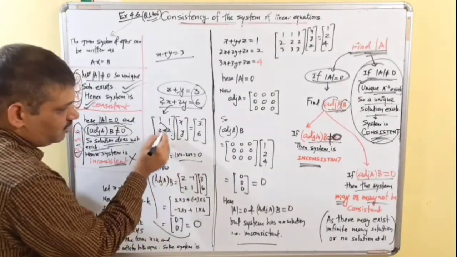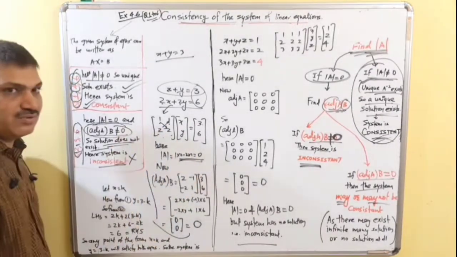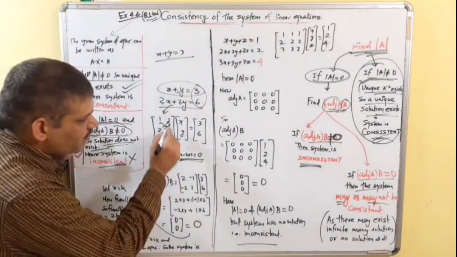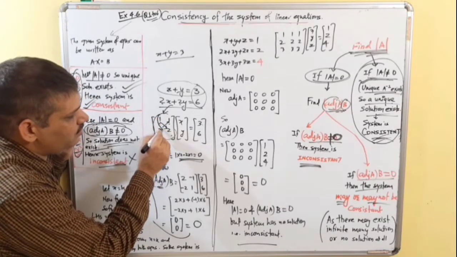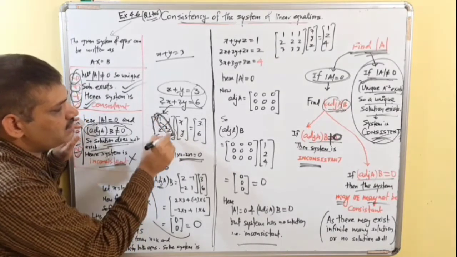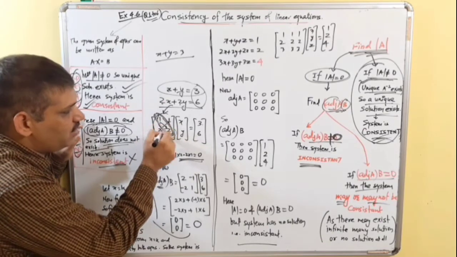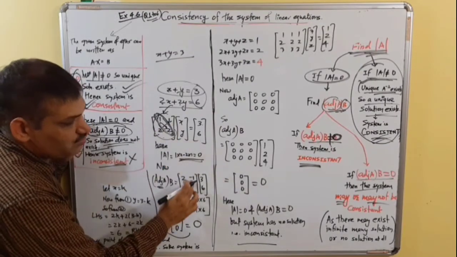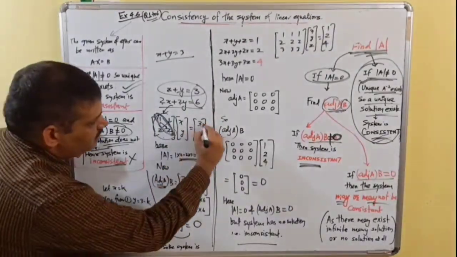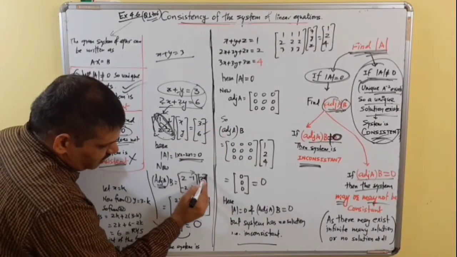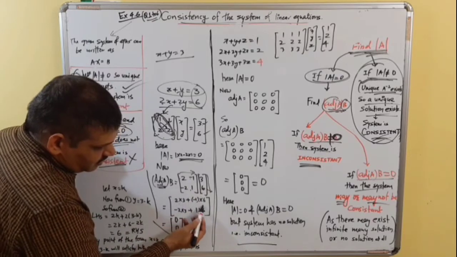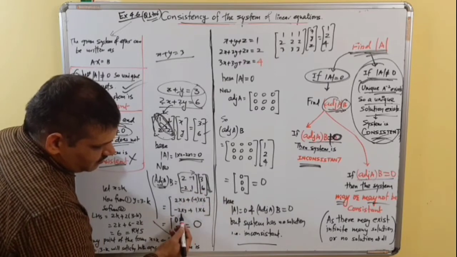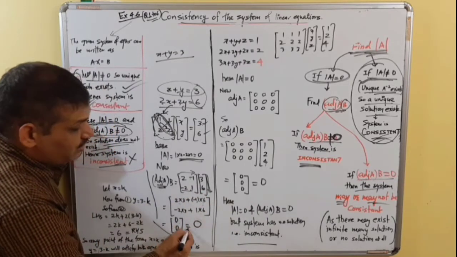Here determinant A is 1 into 2 minus 2 into 1, so determinant A is 0. If determinant A is 0, then we find adjoint A into B. Now how is adjoint A found? For the adjoint of a 2 by 2 matrix, we interchange the diagonal elements and change the sign of the other two. So we get 2, 1, 2, 1 with the off-diagonal signs changed: 2, -1, -2, 1. Adjoint A into B, where B is the matrix 3, 6. This row multiplied by the column gives 2 into 3 plus this, which is 6 minus 6, that is 0. Again this row multiplied by this column gives minus 6 plus 6, which is 0. So adjoint A into B is 0.